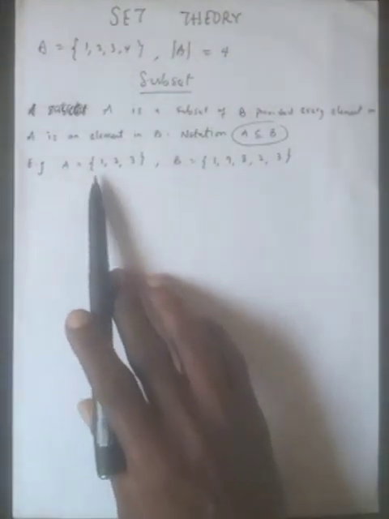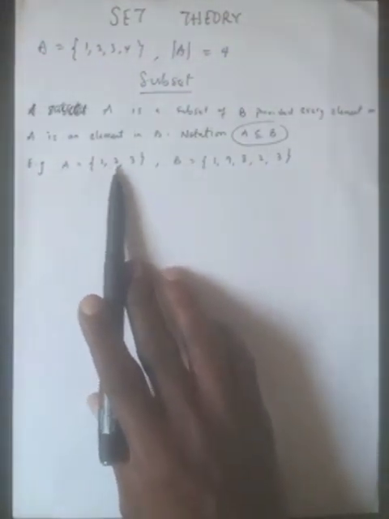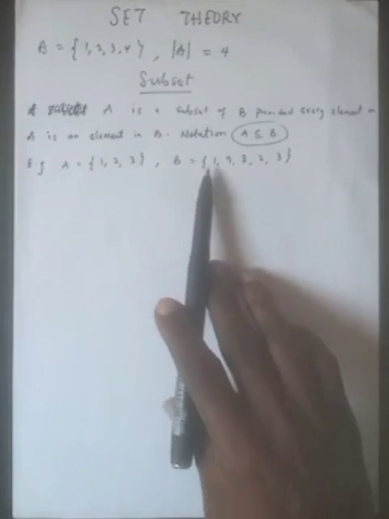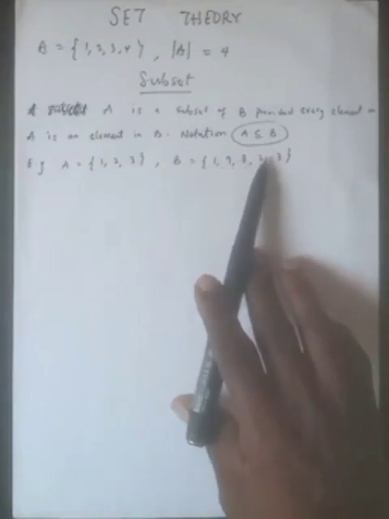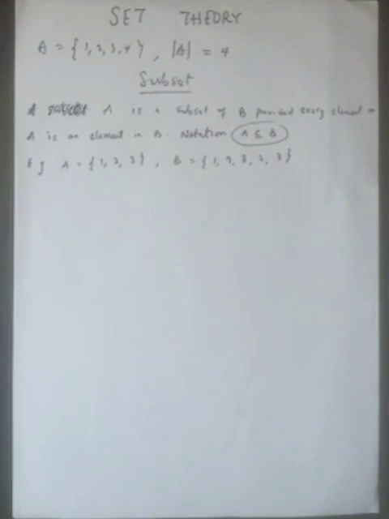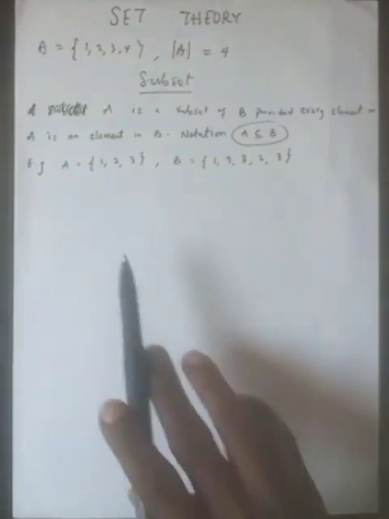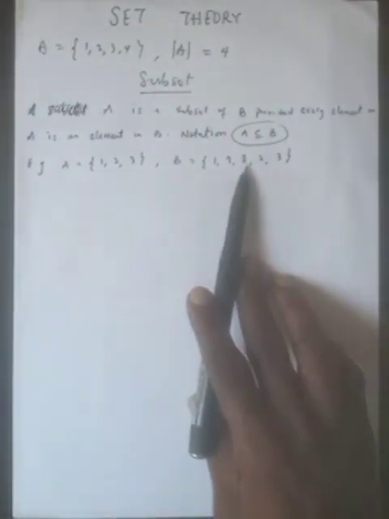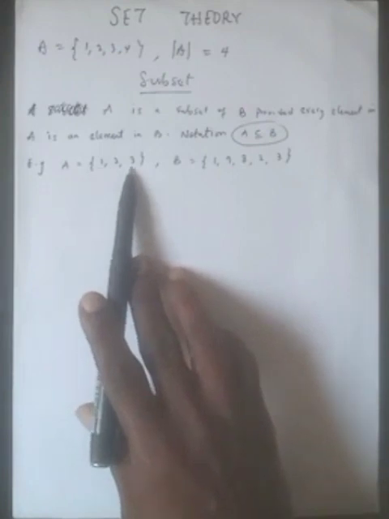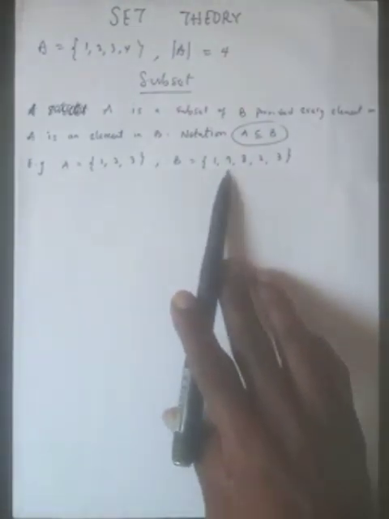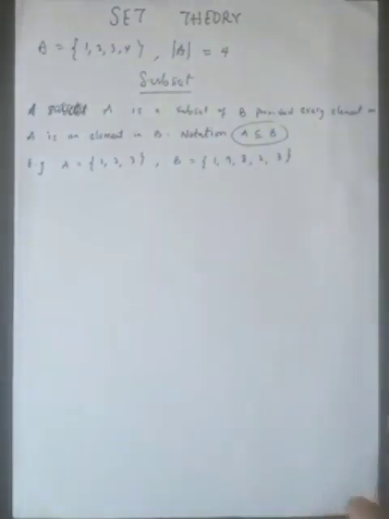For example, we have set A equal to {1, 2, 3} and set B equal to {1, 9, 8, 2, 3}. Now the business of the day is to check whether A is a subset of B. For A to qualify as a subset of B, all the elements present in A must also be present in B. Now let us check that.